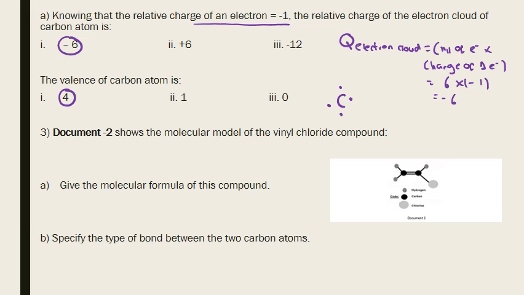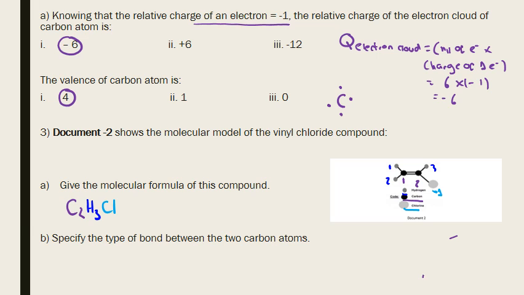Document 2 shows the molecular model of the vinyl chloride compound. Give the molecular formula of this compound. So we have 2 carbons here, so it's C2. We have 3 hydrogens, so it's H3, and 1 Cl. Here you can see we've got 1 Cl. So it's C2H3Cl.